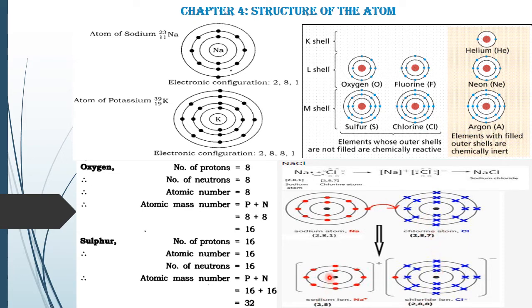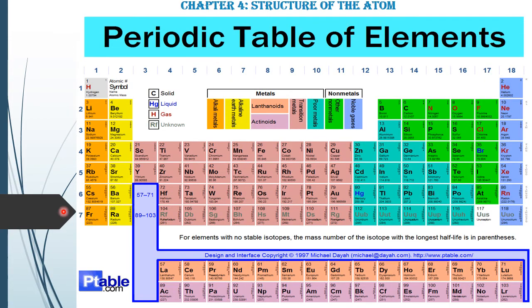See, it is given here. Sodium ion 2, 8 by giving 1 electron. Chloride ion 2, 8, 8, with one more electron, so this has become a chloride ion. Next one, this is the periodic table. These are the elements of the last group, with 8 electrons in the outermost shell.